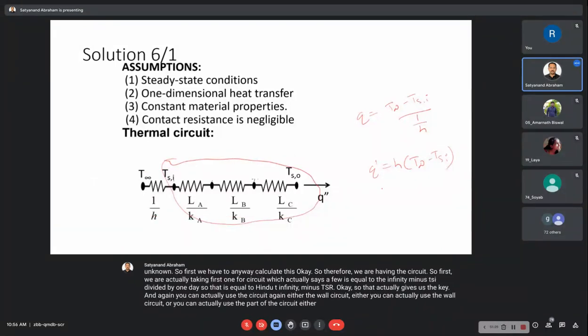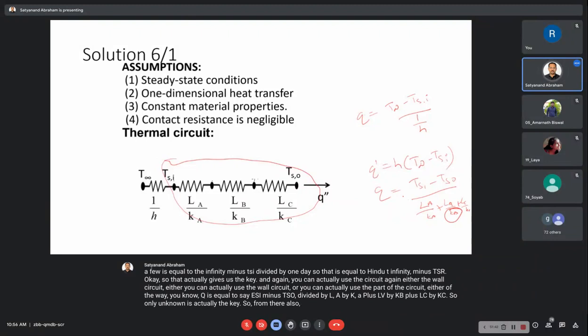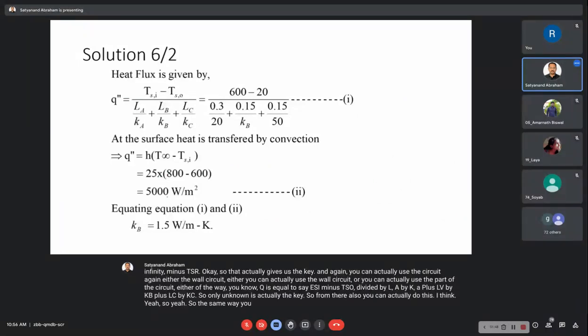Again, you can use either the whole wall circuit or part of the circuit. Either way, you know Q is equal to Tsi minus Tso divided by La by Ka plus Lb by Kb plus Lc by Kc. So the only unknown is Kb, and from there you can solve this. The same way you can do this.